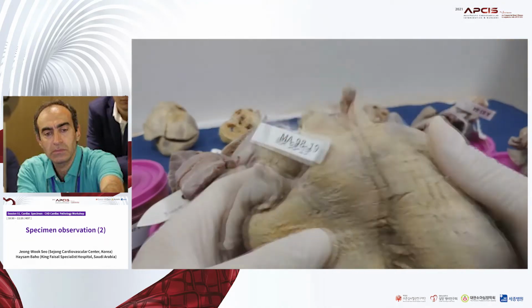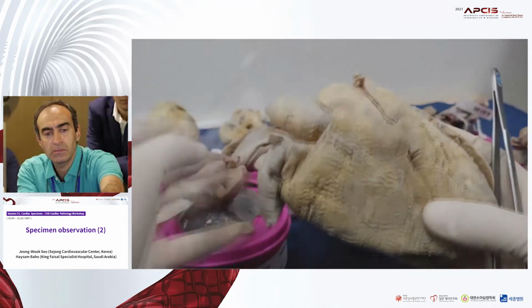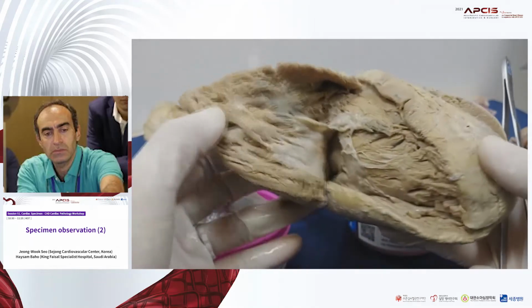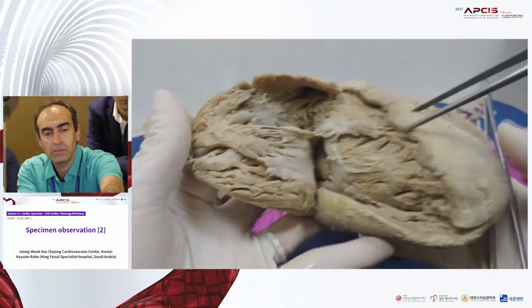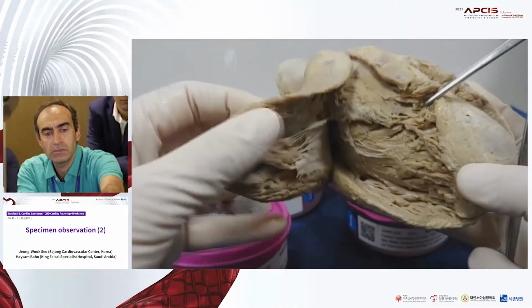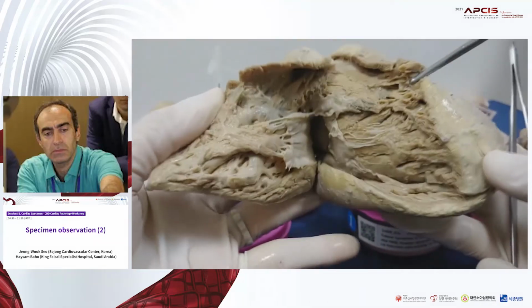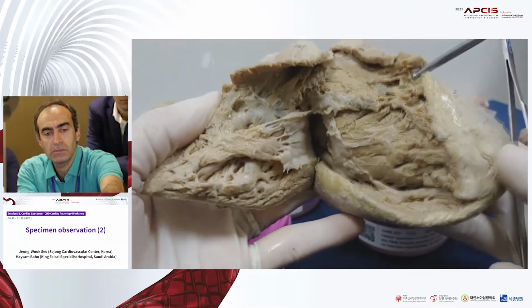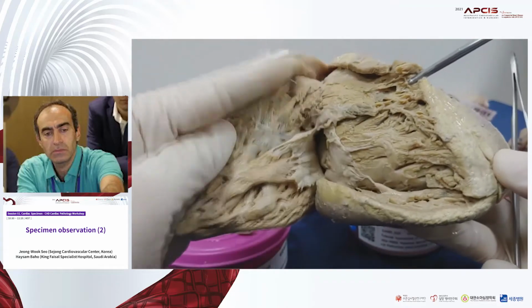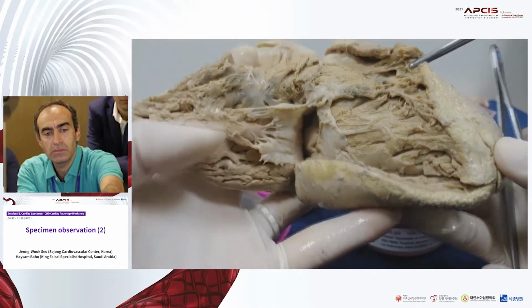Next, let's take a look at a spontaneously closed ventricular septal defect. This is an adult heart, so the heart size is normal for an adult. If we open the right ventricle, let's take a look at where a VSD might be located.